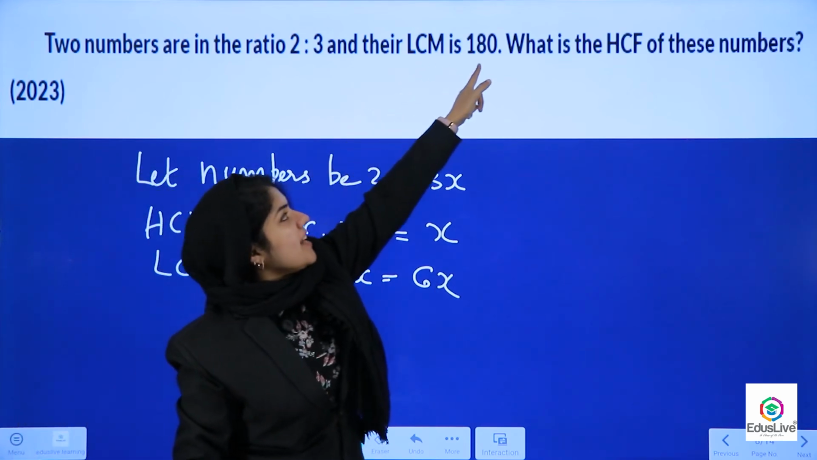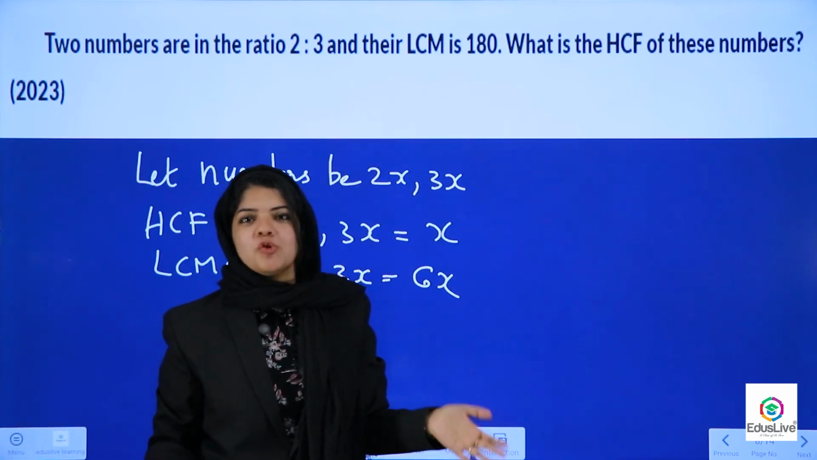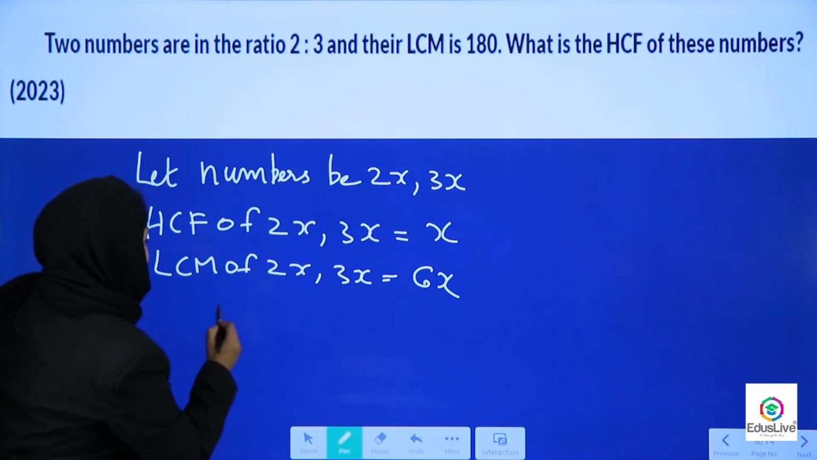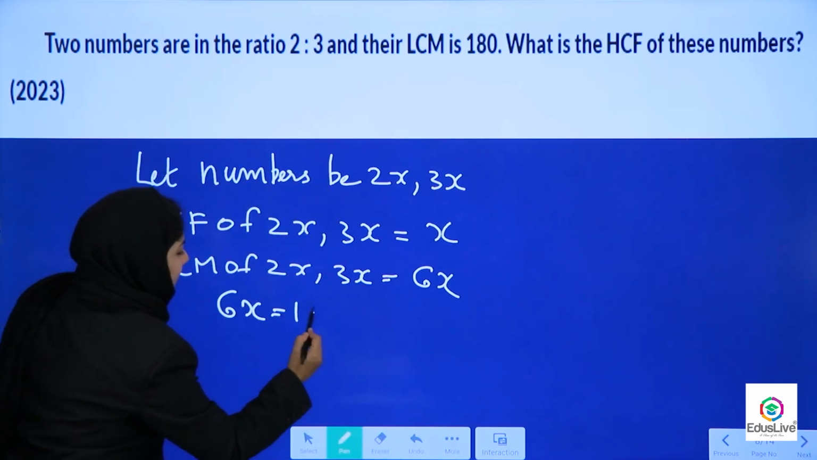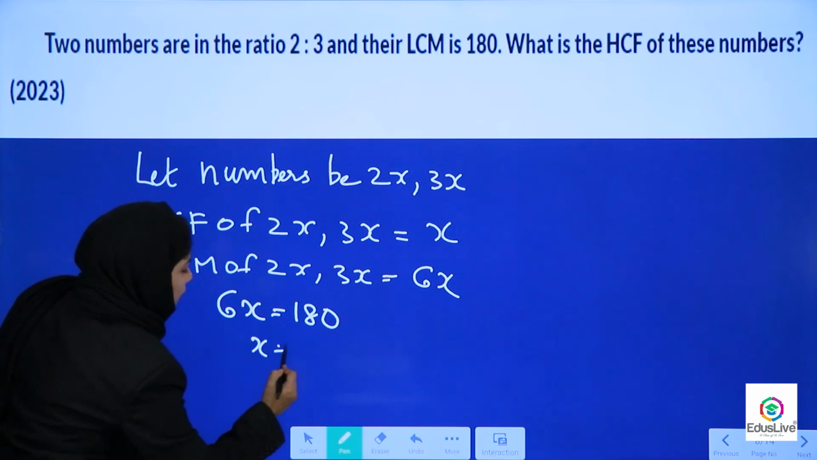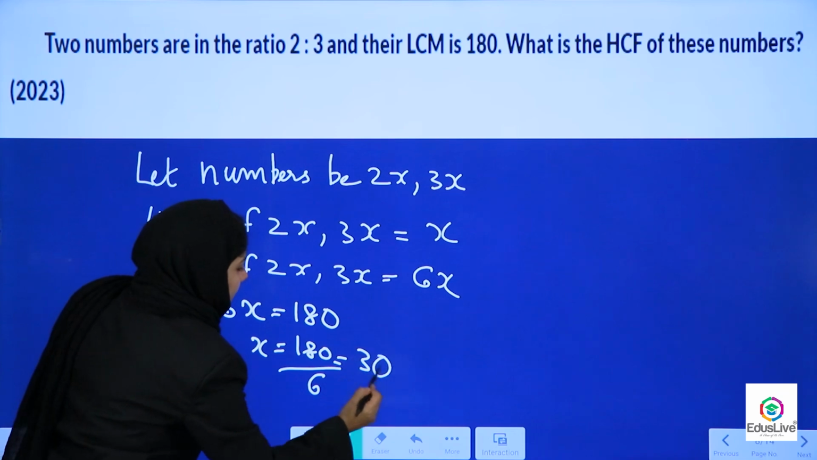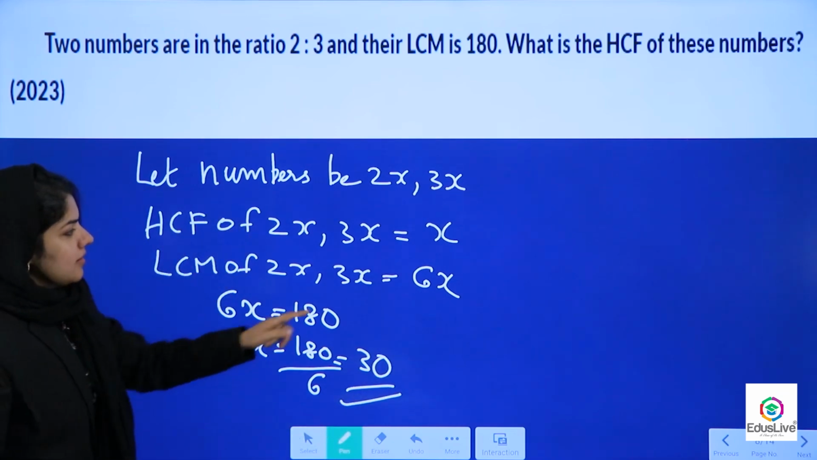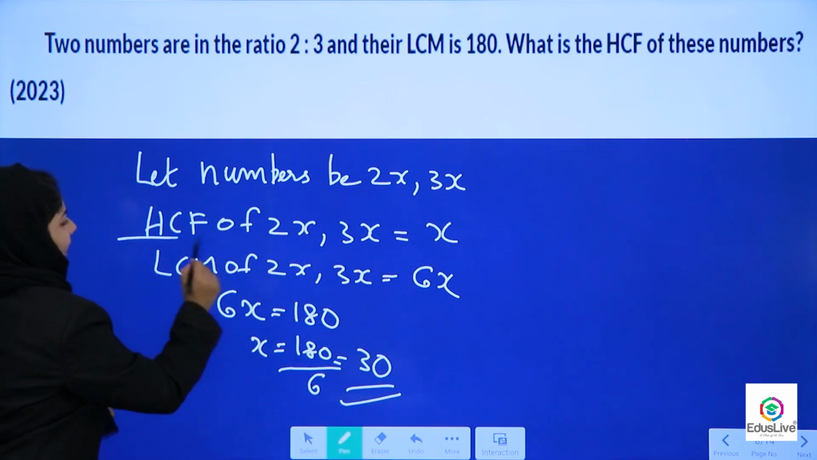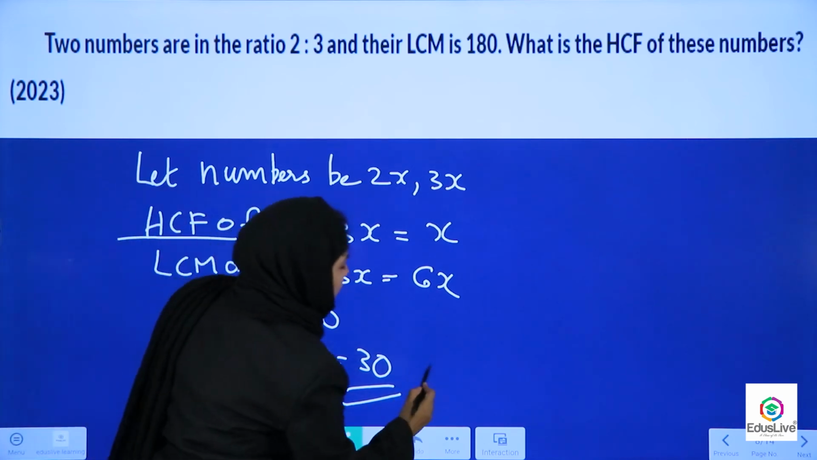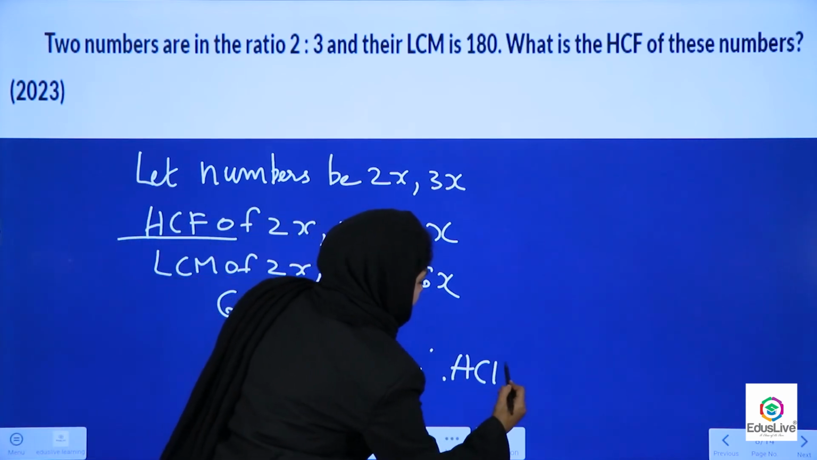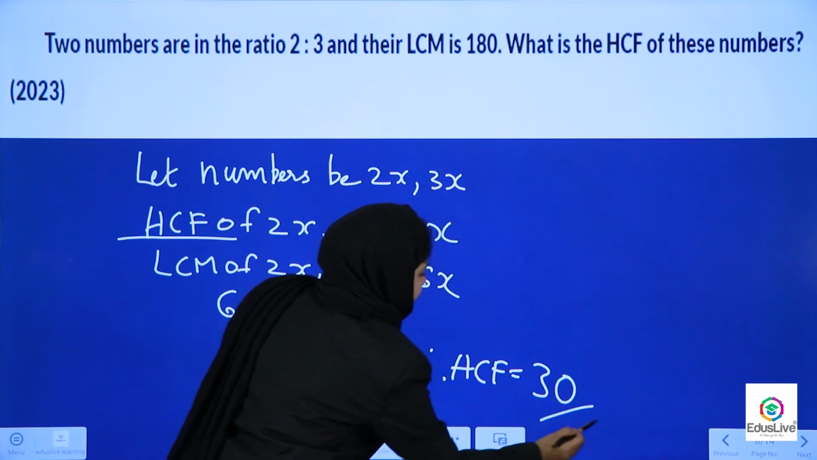See, in the question, LCM is given as 180. So, you can directly substitute 6x is equal to 180. So, x is equal to 180 divided by 6, that is 30. And what is this x? x is the HCF. Therefore, HCF is equal to 30.